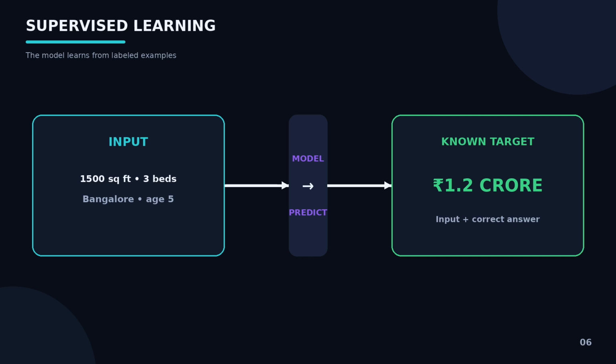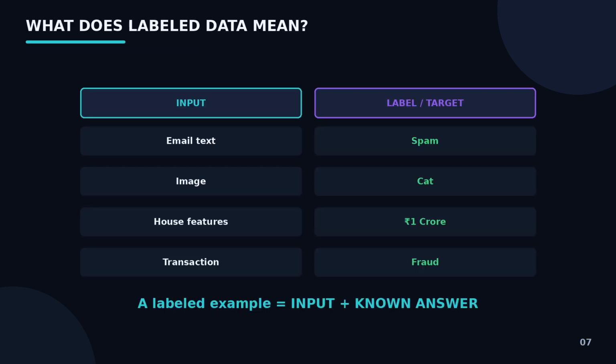The model learns the relationship between the inputs and the target. The key concept here is the label. A labeled dataset contains both the input and the expected answer. For an email classification problem, the email is the input and spam or not spam is the label. For image classification, the image is the input and cat or dog could be the label. For house price prediction, the features are the input and the actual price is the target. The model uses these examples to learn a mapping from inputs to output.